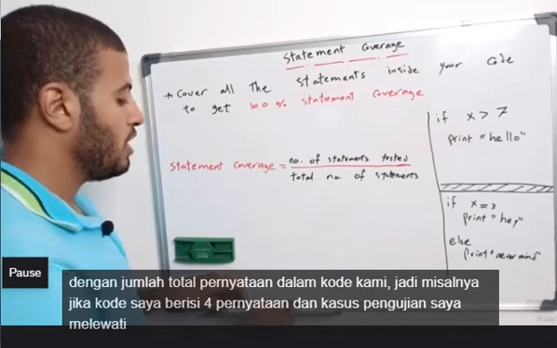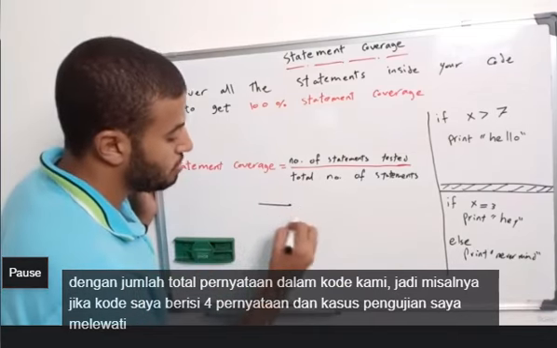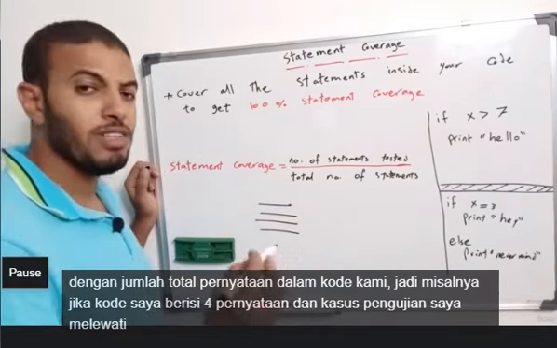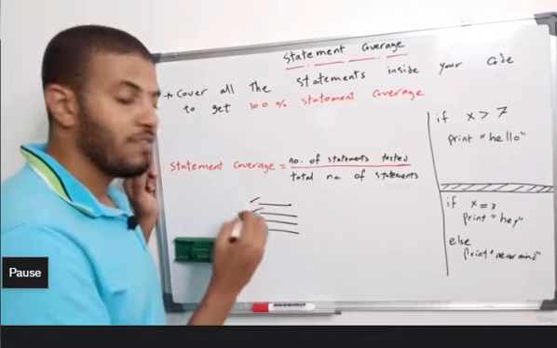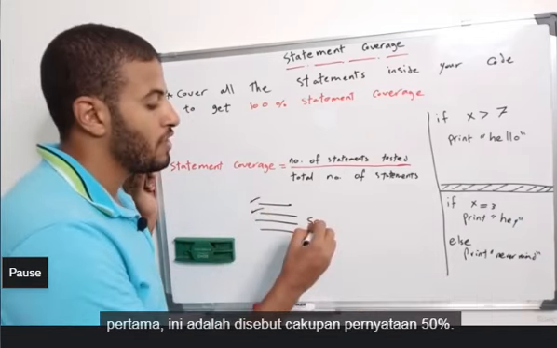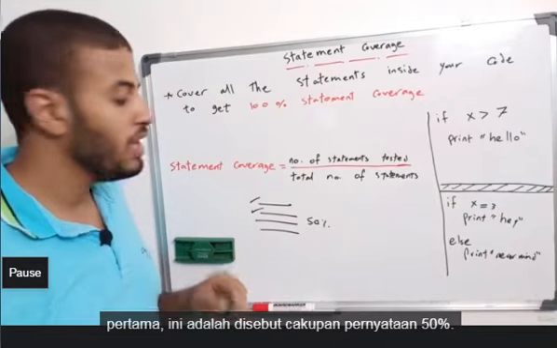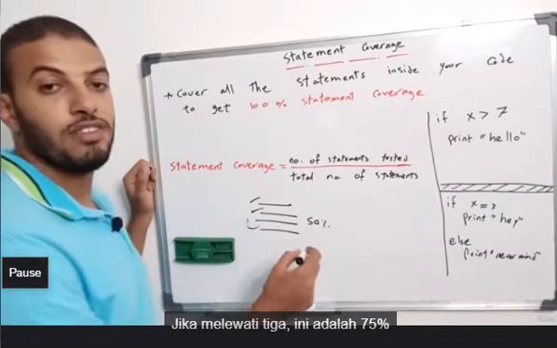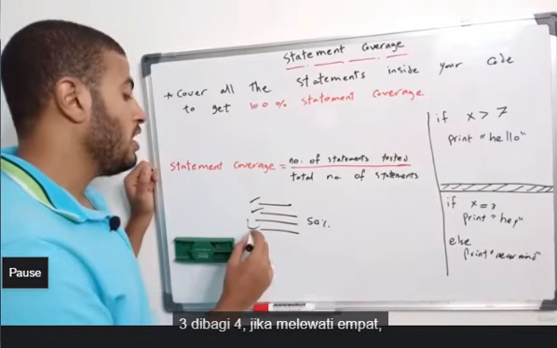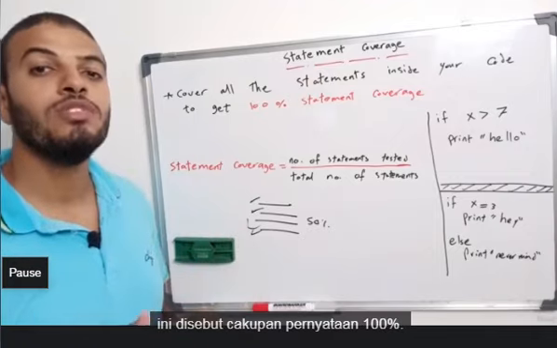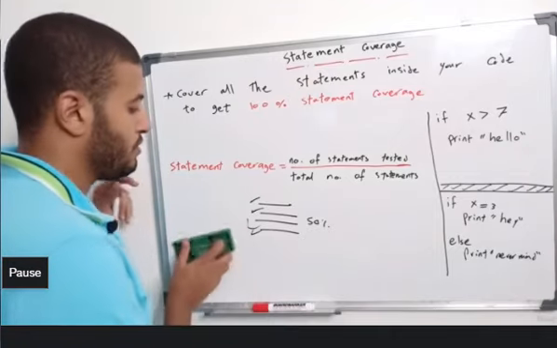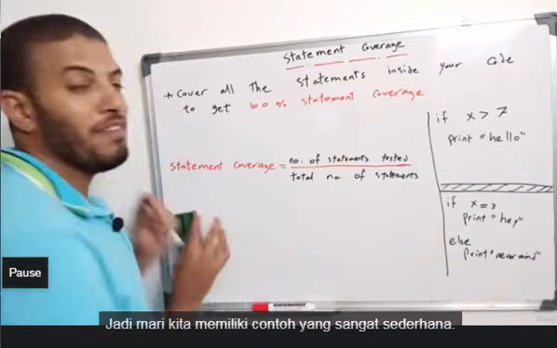So for example, if my code contains 4 statements and my test case passes through the first 2 statements, this is called 50% statement coverage. Okay, if it passes through 3, this is 75%, 3 divided by 4. If it passes through the 4, this is called 100% statement coverage. Okay, so let's have a very simple example.